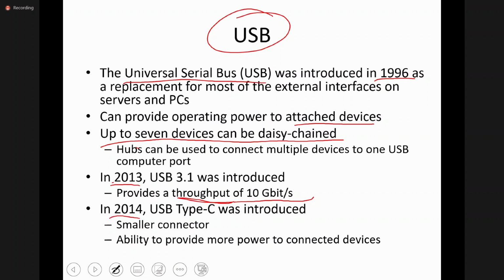In 2014, Type C was introduced. Type C comes in a lot of speeds. It could be 20 watts, 30, 45 watts, up to hundreds of watts.